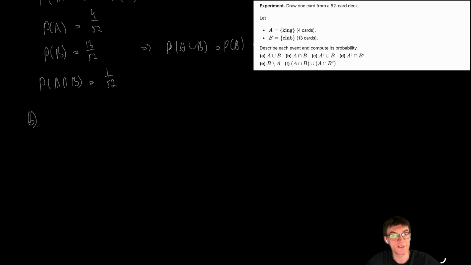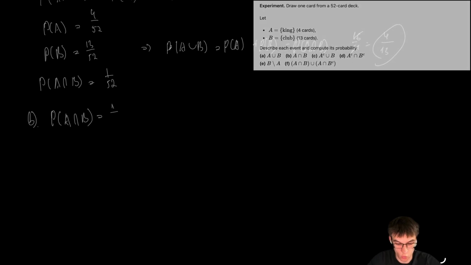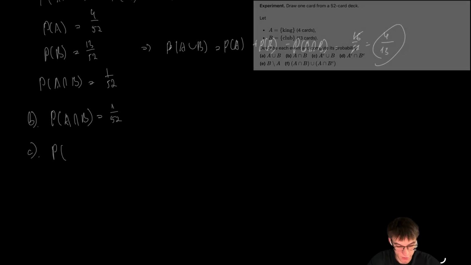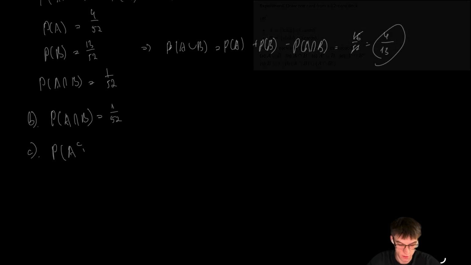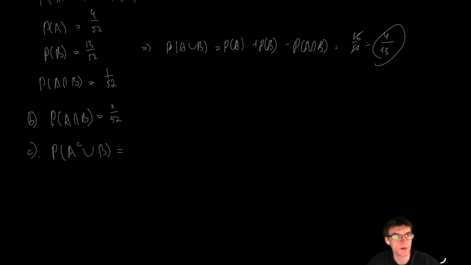We found that this is our overlap, and that basically the probability of this event is 1 over 52. Now C, so here we need to find the probability of the complementary of A, which is not a king, or this is club. So how to find this? Well, in probability theory, or in set theory in general, there is such a thing which is called De Morgan's law.